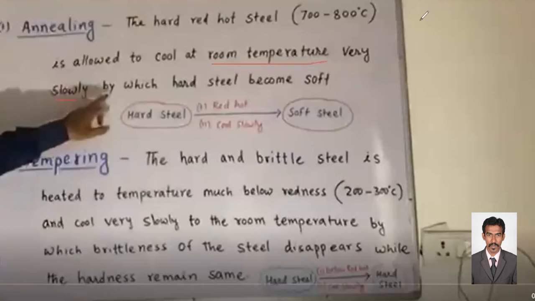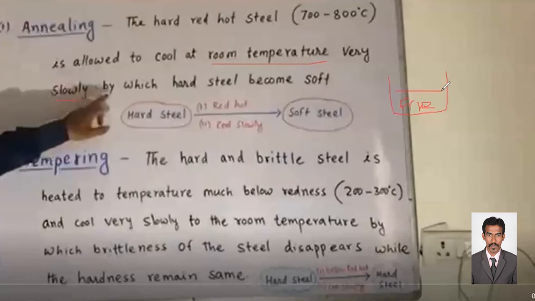So you heat it, and very slowly you will go for cooling, which means you just turn off the fire and let it cool. You will not take it out of the furnace. You will not put it in the water. You will not have it in the air. Say for example, this is a furnace. You put this one to heat, you provide fire, and once it reaches the temperature of 700 to 800 degrees C, you will leave it as it is.